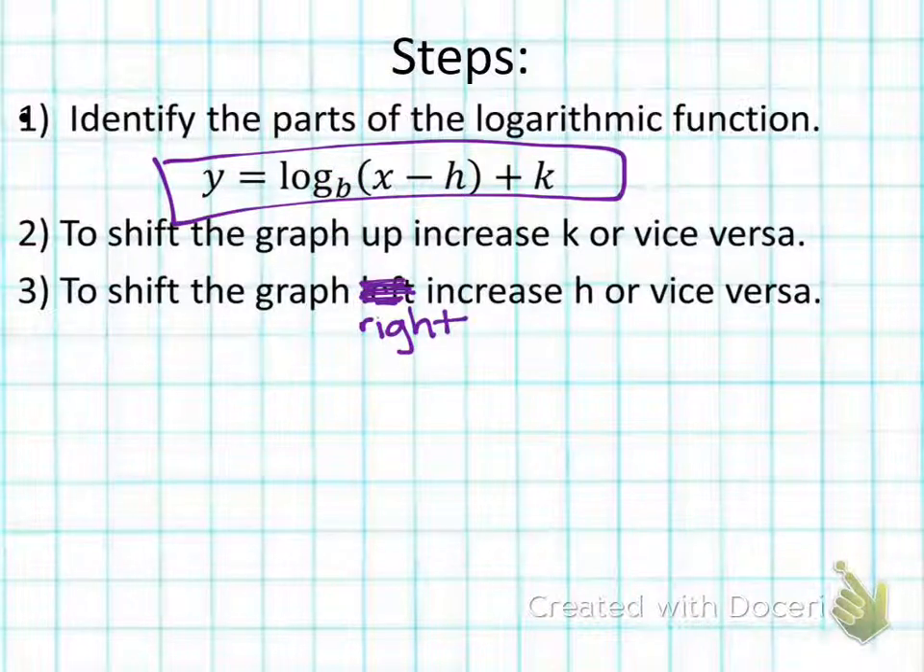Okay, so if we want to translate a function, we're going to change h or k. Specifically, if we want to move it up, we would increase k, and vice versa. So if we want to move it down, we would decrease k. And then if we want to move the graph right or left, we're going to change h. To move it to the right, we would increase h, and to move it to the left, we would decrease h. So this is our h here.